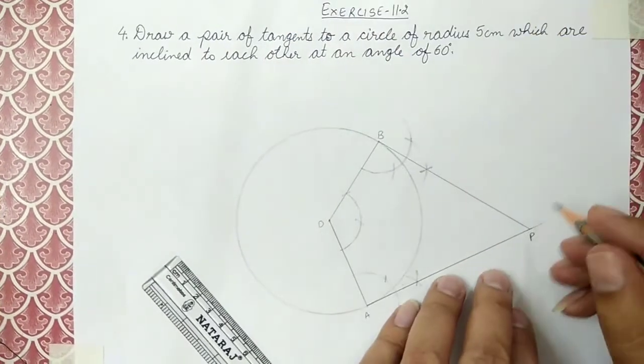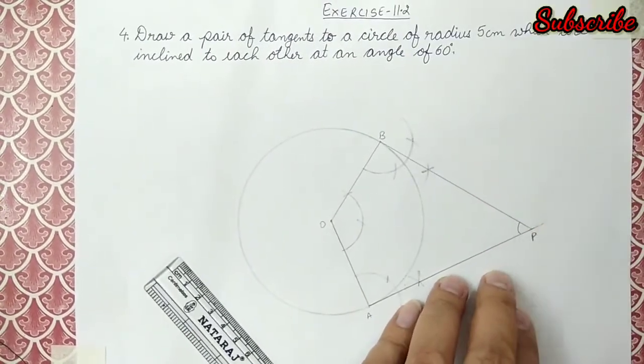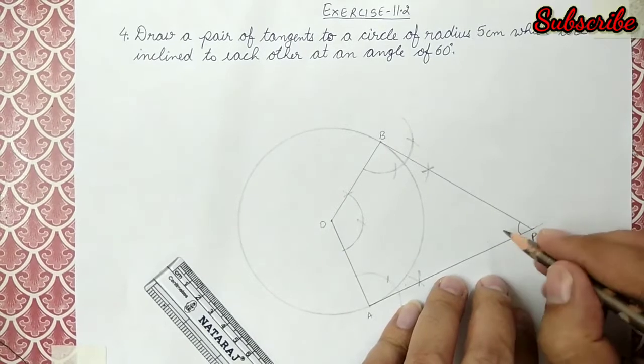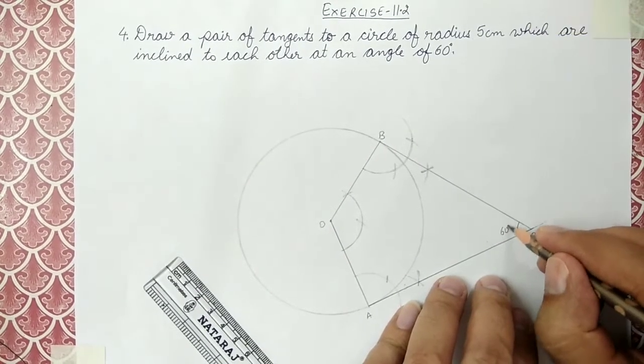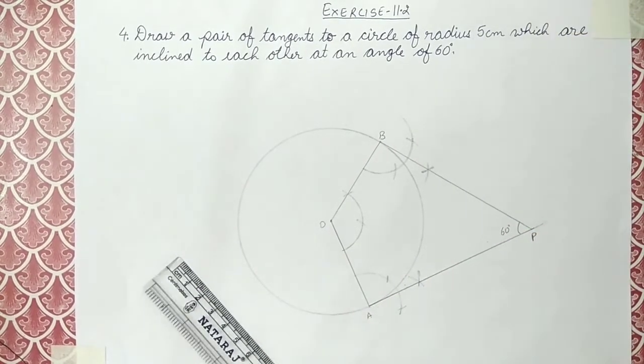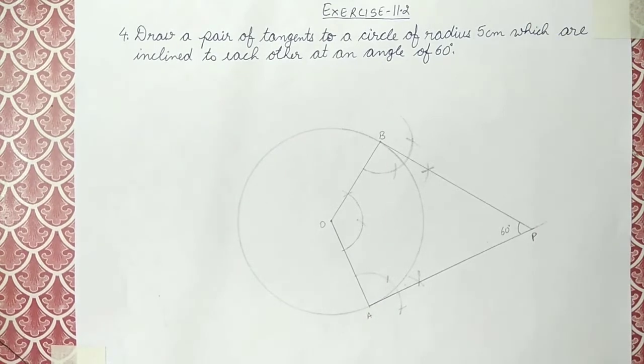So this is the angle of 60 degrees. You can verify with the protractor. It could be a little bit up and down, no issues, right? Let's go to the next question now.